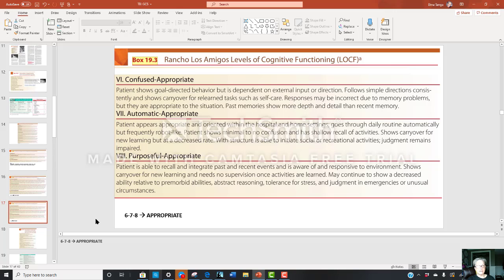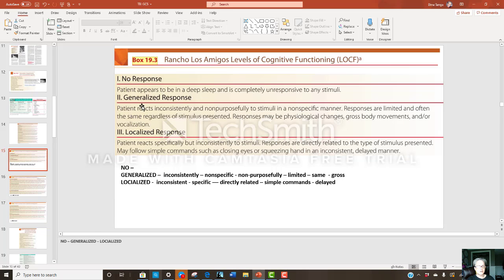Okay, so 6, 7, 8. Confused, appropriate. Automatic, appropriate. Purposeful, appropriate. Okay, so here we have no, generalized, and localized. The difference here is non-specific to specific. They're both inconsistent, but non-specific to specific.